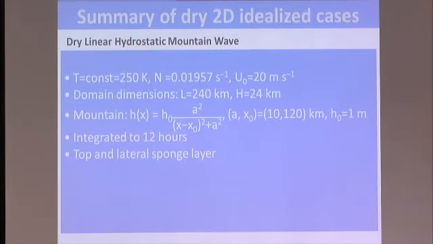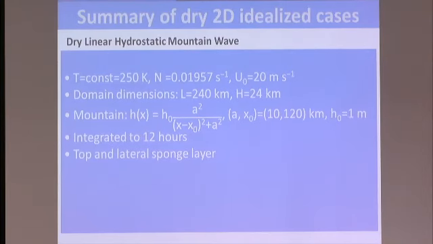Okay, so quick summary of 2D idealized cases. First, dry. It's a linear hydrostatic mountain wave, isothermal atmosphere, constant Brunt-Väisälä frequency. This is the wind speed. This is the domain dimensions, 240 kilometers wide, 24 kilometers deep. Mountain, pretty standard, integrated to 12 hours. We have top and lateral sponge layers.